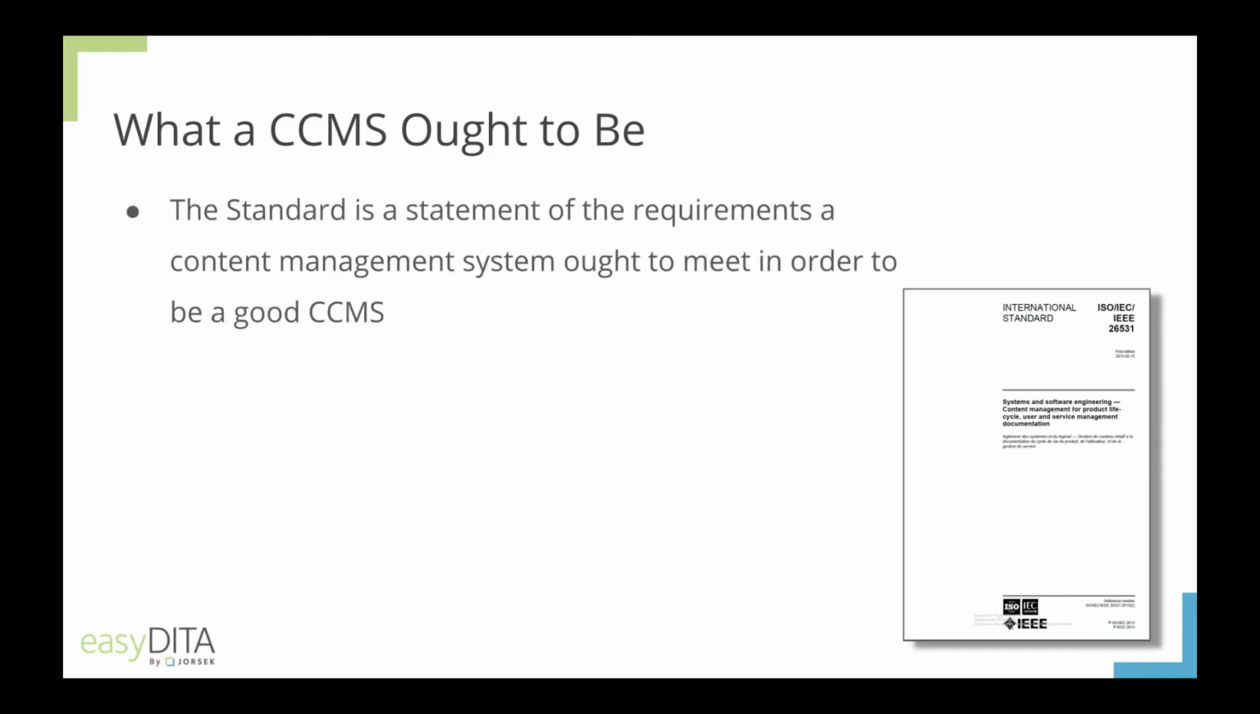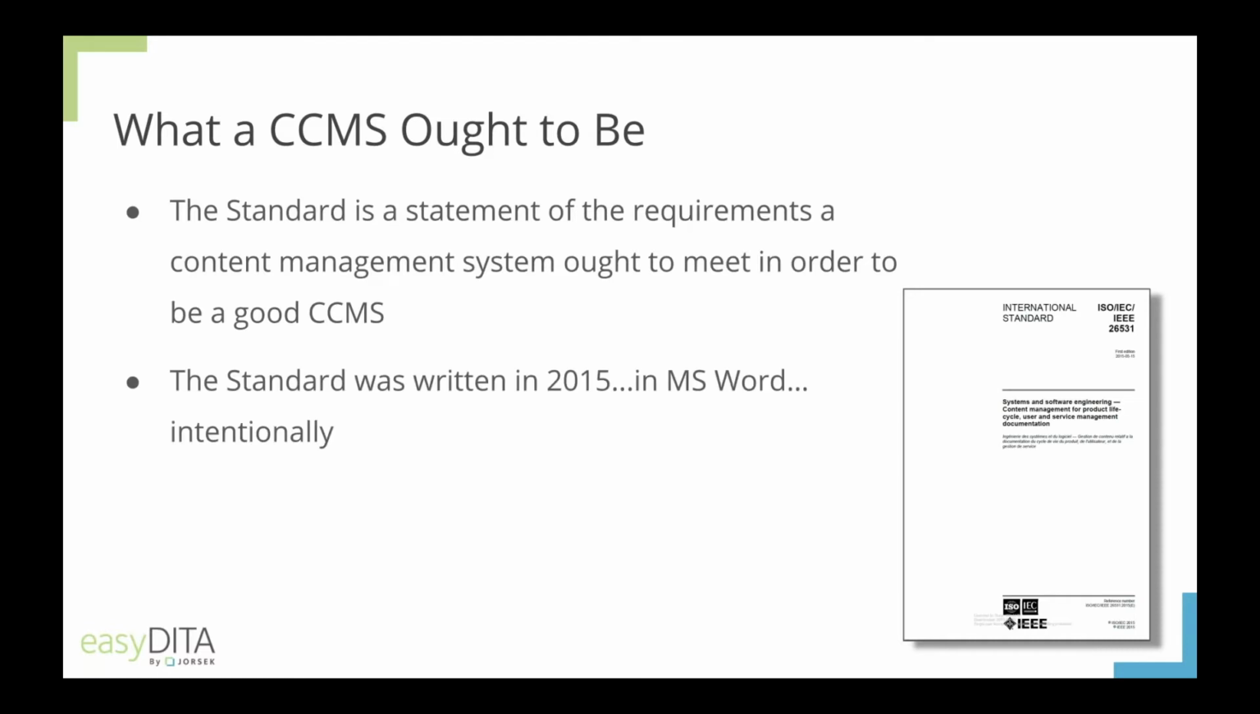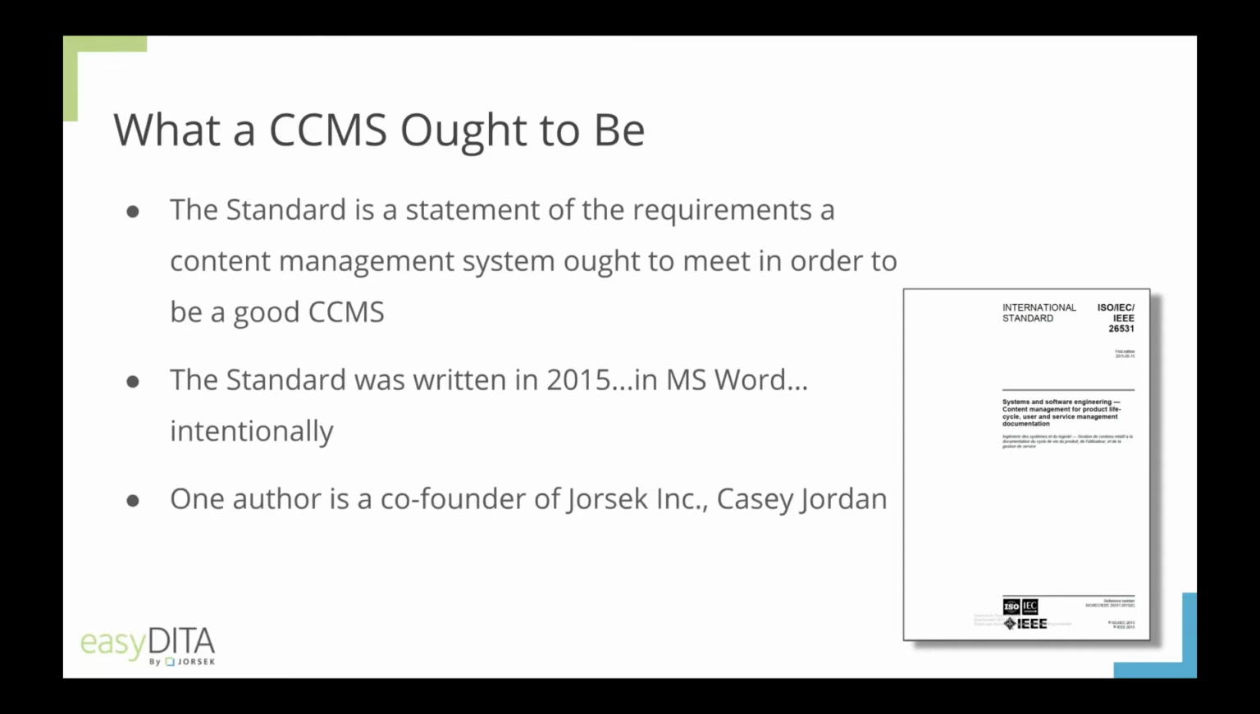Okay, but the standard itself is a statement of the requirements a content management system ought to meet in order to be considered a good CCMS. It was written in 2015 in Microsoft Word, which was an intentional move, even if slightly ironic. But the main goal of that was to write the standard in such a way and basically not use any CCMS in particular to write it, even though it would have been a major benefit to write it that way, for a couple of reasons. One was to prevent any bias, because one of the authors was actually one of our co-founders, Casey Jordan. So in an effort to limit bias, they chose to write the whole thing in Microsoft Word, which also had the added benefit then of highlighting all of the things that you would want a CCMS to actually do.